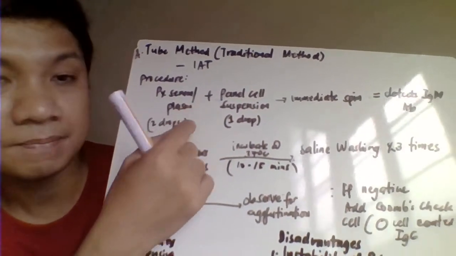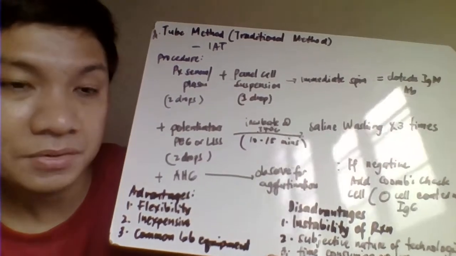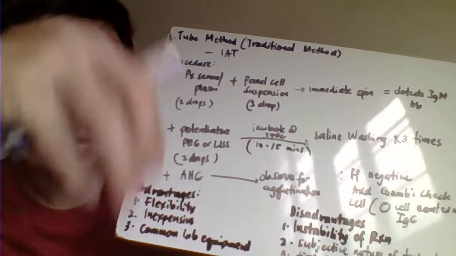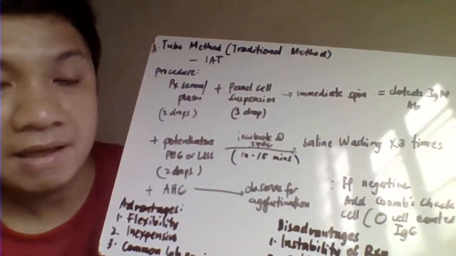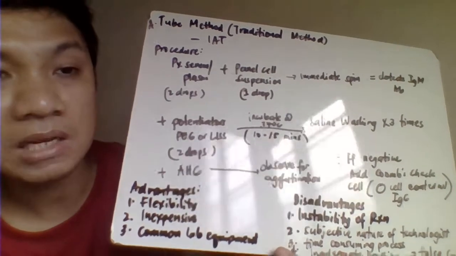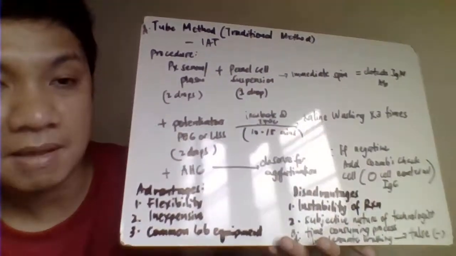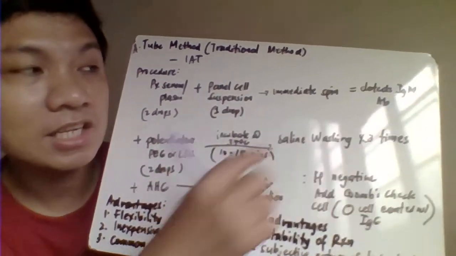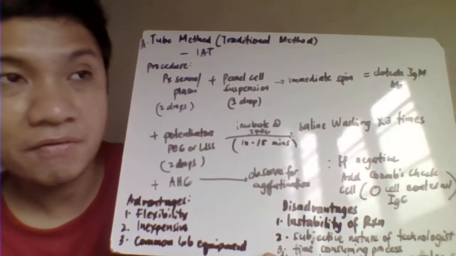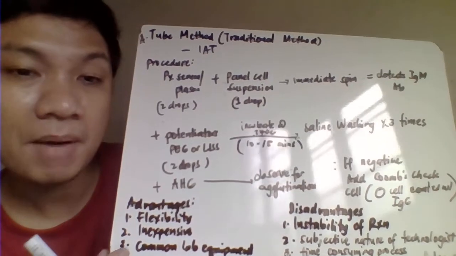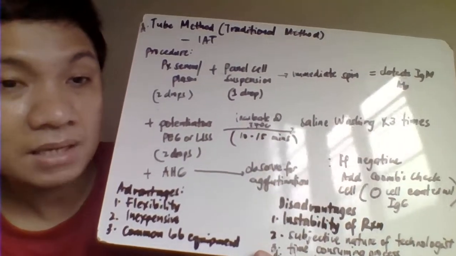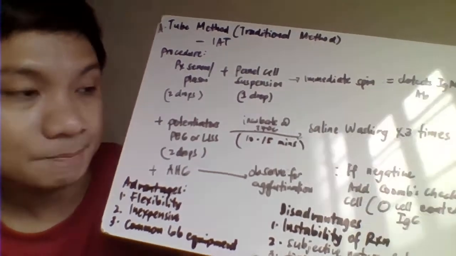So 2 drops ilagay mo sa test tube. Then you try to have here your panel cell suspension. Ang vial niyan, so kukuha ng 1 drop. Okay, then after that one, you could perform here the immediate spin. Immediate spin for identification of your IgM antibodies. But then again, hindi siya ganun ka-significant because really we are doing the antibody panel identification primarily for detection of your IgG antibodies and not for your IgM antibodies.